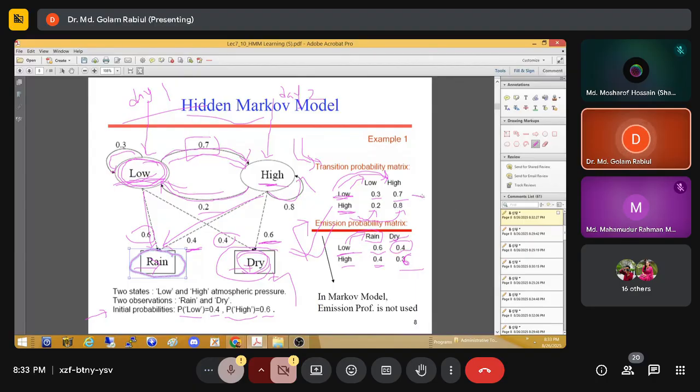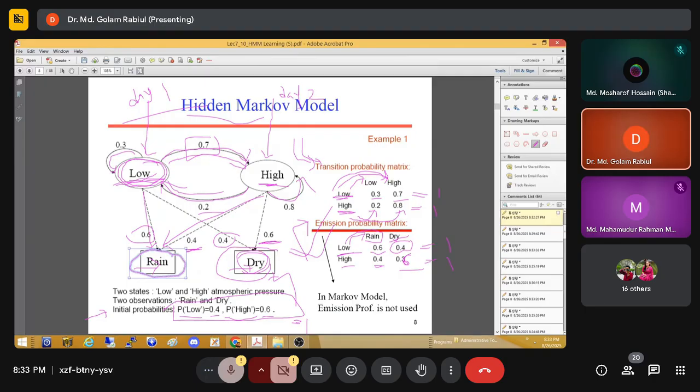And we can see that the summation of each row is 1, and the summation of these two initial probabilities is also 1. So the emission probability, transition probability, and initial probabilities are the three probabilities we need to know if we want to apply the hidden Markov model. So what else do we need to know?